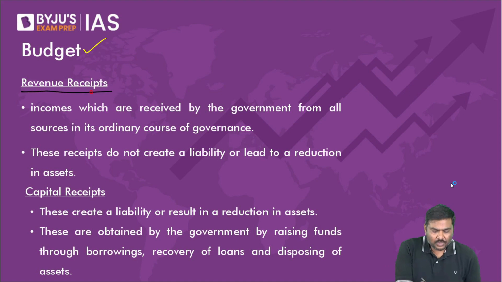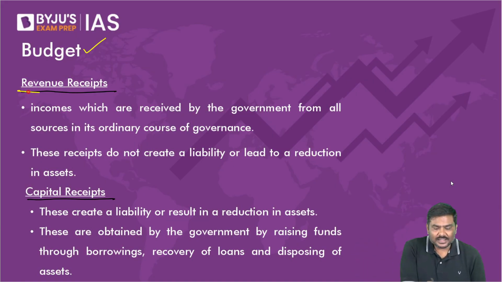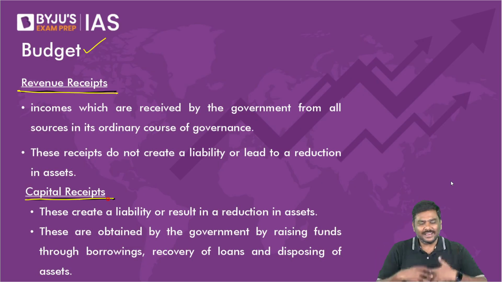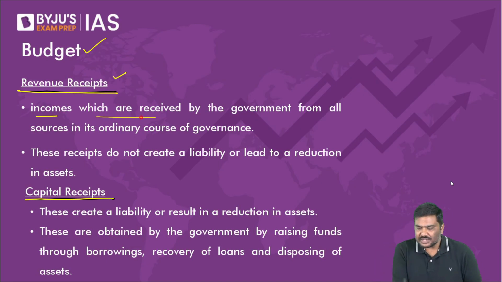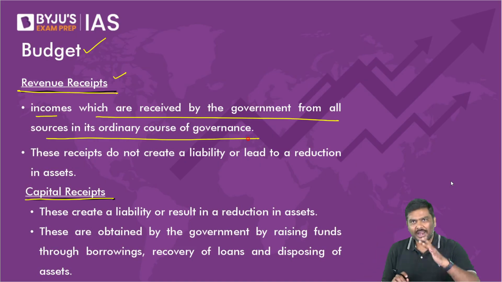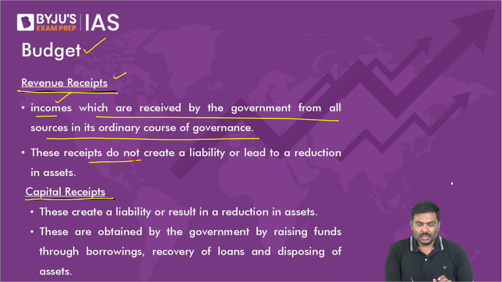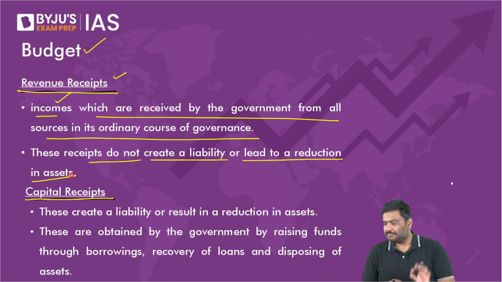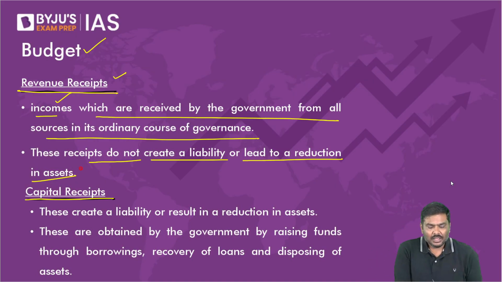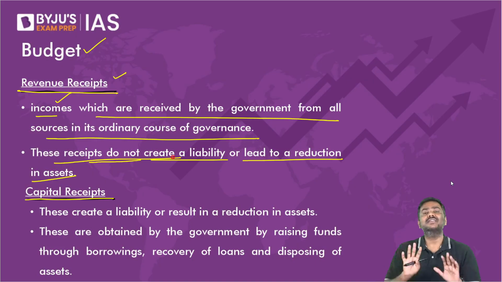Now, revenue receipts, capital receipts. Let me start discussing the receipt side first. Receipts means basically the income. Revenue receipts are those incomes which are received by the government from all the sources during the course of government activities. During the course of government activities, how much money will be collected by the government? This is called revenue receipt. These receipts do not create any liability for the government, nor do they lead to reduction in the assets. Please learn all of them by heart. Revenue receipts do not increase liability, nor do they decrease assets held by the government.